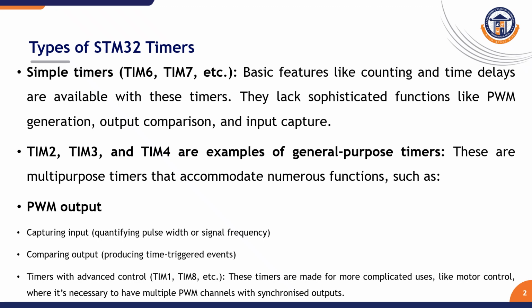As we know the STM32 basic architecture, various versions and various series of ICs are available. From that, the generalized types of timer are listed here. Usually we have two different types of timers. Simple timers, timer 6 and 7, have the basic features of a timer, like counting and creating time delays.